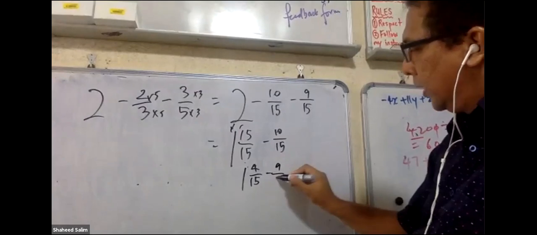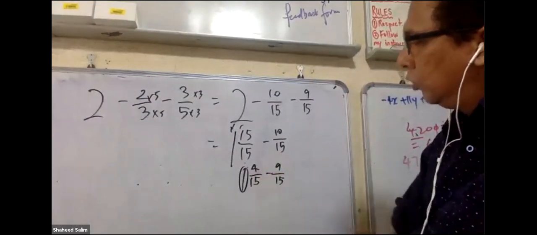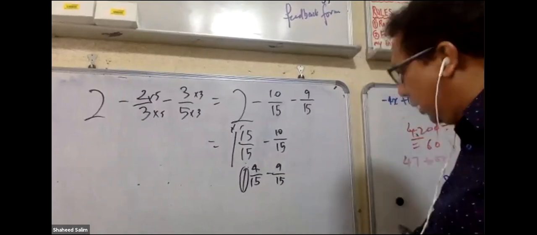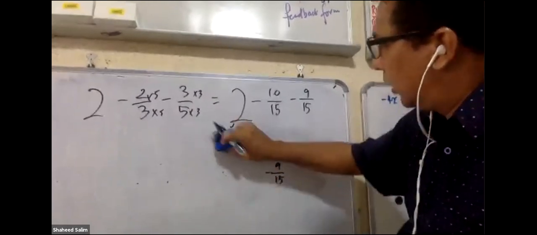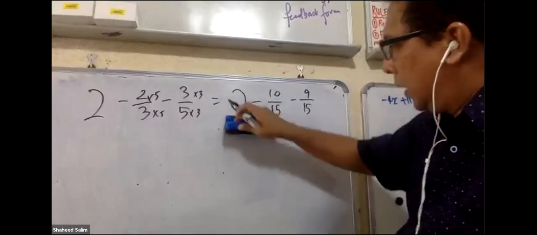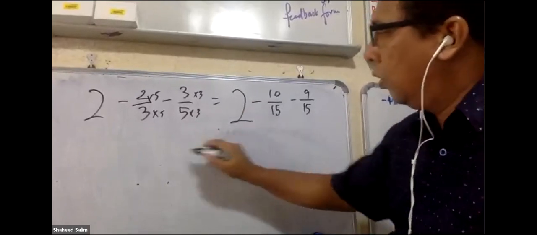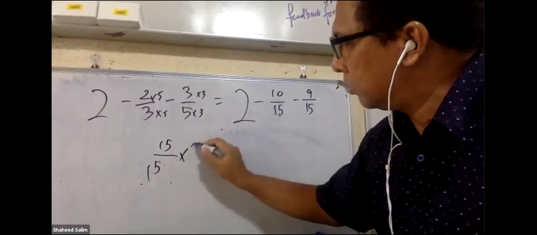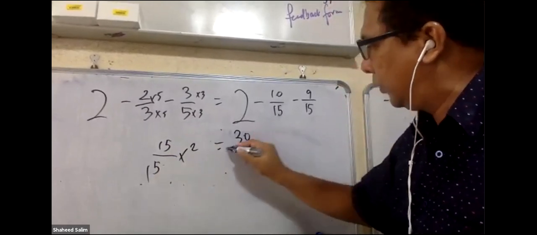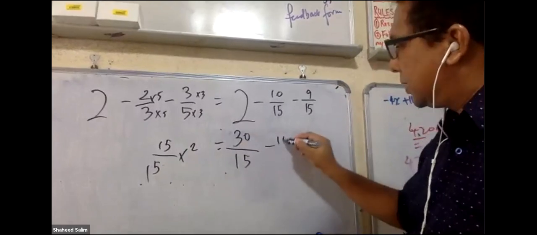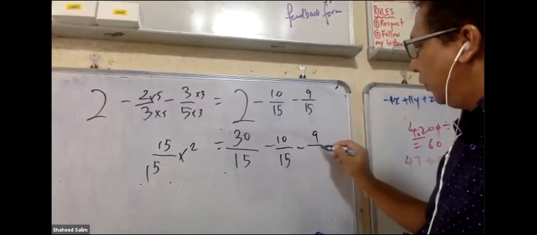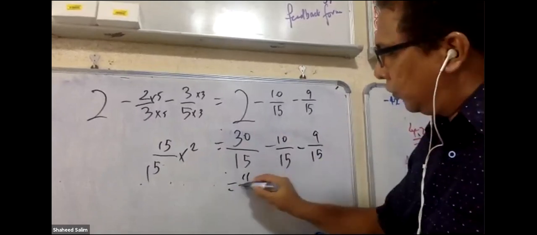Minus 9 over 15. Now you change this 1 whole to 15 over 15. Okay, if this is confusing, we change this whole thing to 30 over 15. How to get 30? 1 whole can be 15 over 15. So 2 wholes you times by 2, you get 30 over 15. Minus 10 over 15, you get 20 over 15. Minus 9 over 15, you get 11 over 15, and that's the answer.